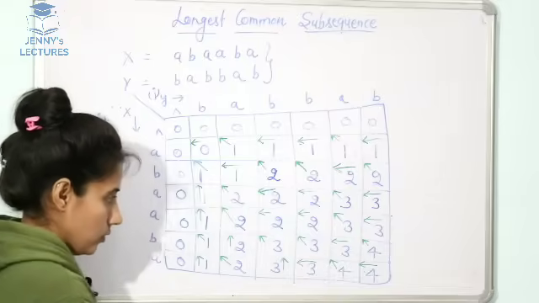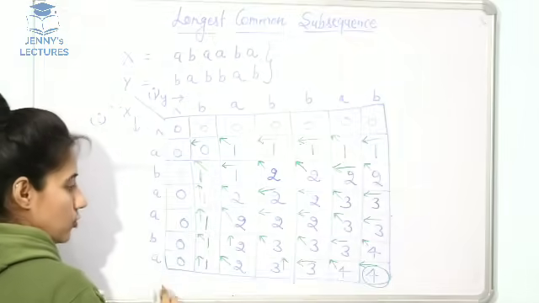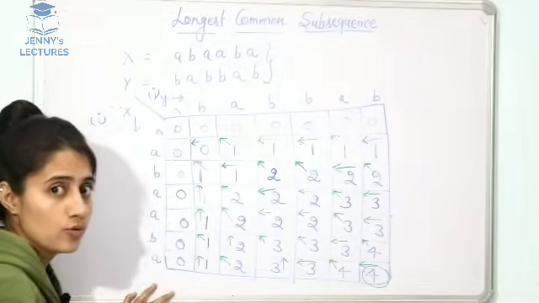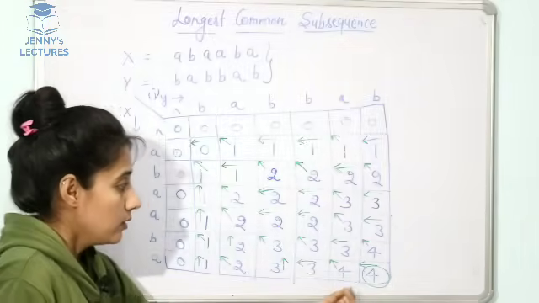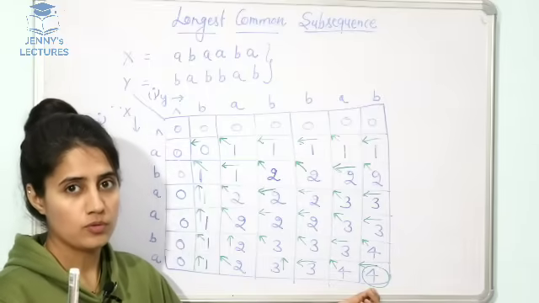Okay, now check out the last box, the intersection of the last row and column. What is there? 4. Then the length of the common subsequence would be 4.